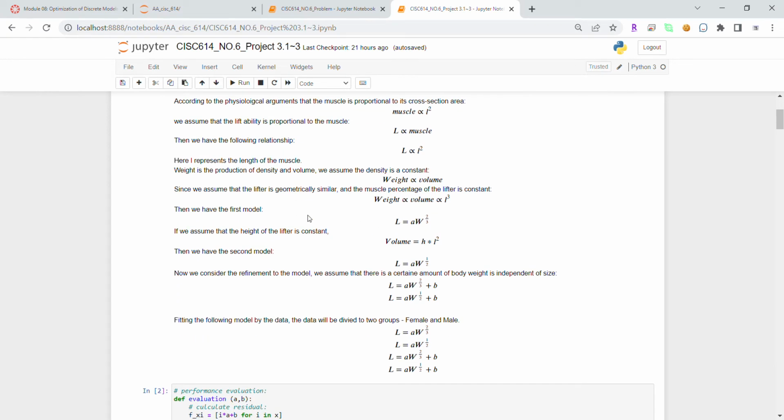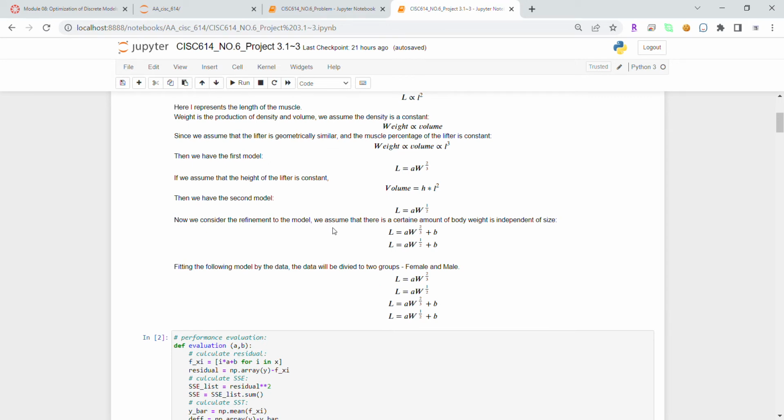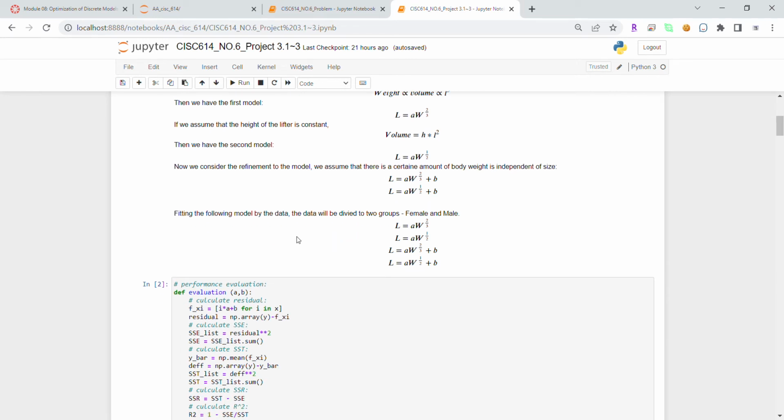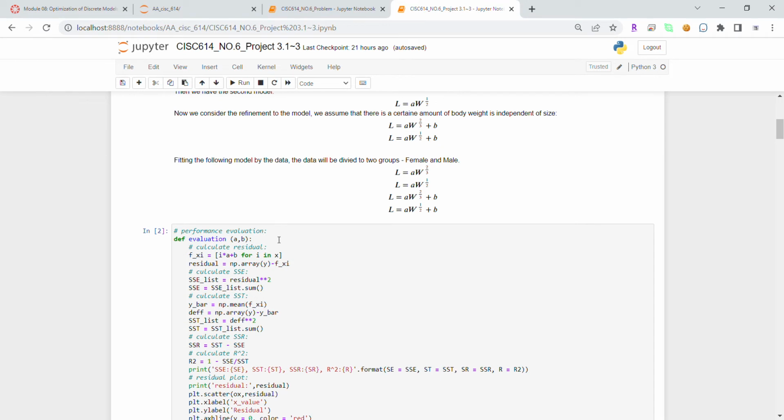So I'm going to fit these four models to the data, and the data is also divided into two groups. One is female and the other one is male. So before fitting, I create a performance evaluation function. The input of this function is A and B, which are the coefficients of the linear model. A is the slope and B is the intercept.